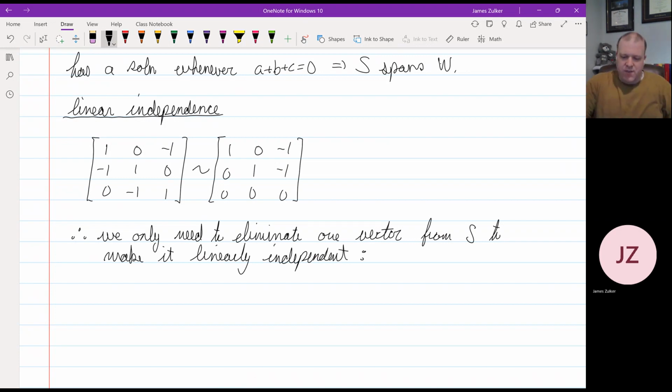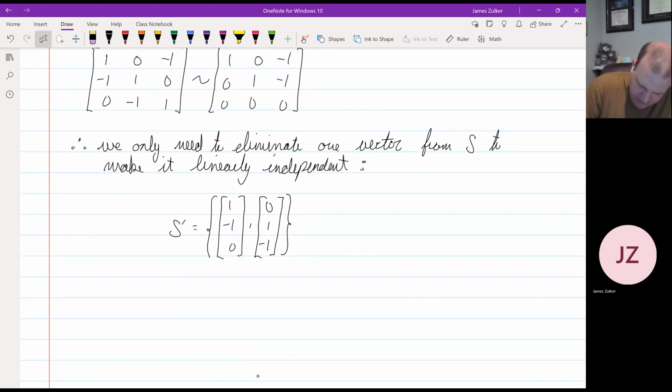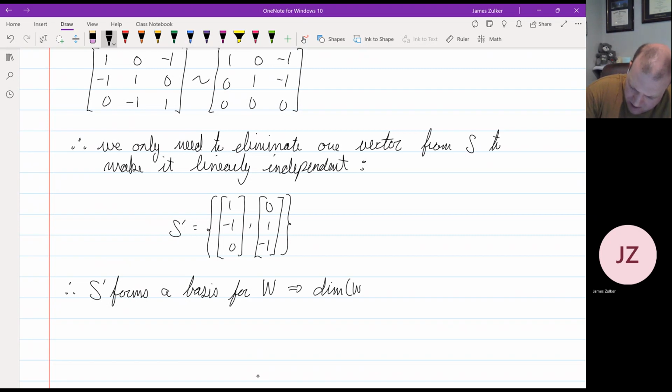Right? We only need to eliminate one vector, so let's eliminate the last one, and we say S prime is this here. So therefore, S prime forms a basis for W, which means the dimension of W is 2.